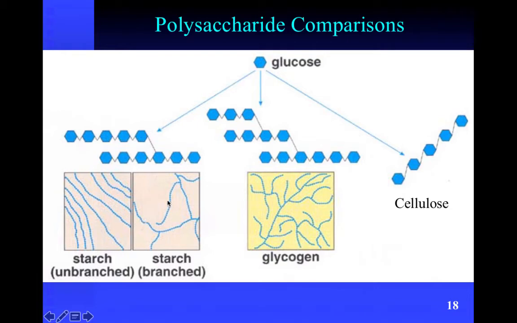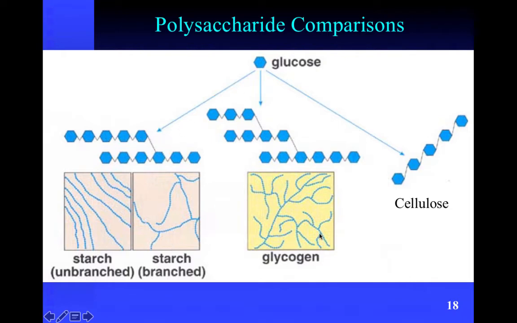Here, if we look at it this way, maybe this is better. So here's polysaccharide comparisons. Here's starch unbranched, so we know that's amylose. You can see the structures here. Here's starch branched. So we'd have alpha 1 to 4s here, and then boom, here's an alpha 1 to 6. And for starch, it tends to be about every 25 glucose molecules you have a branch. All right?